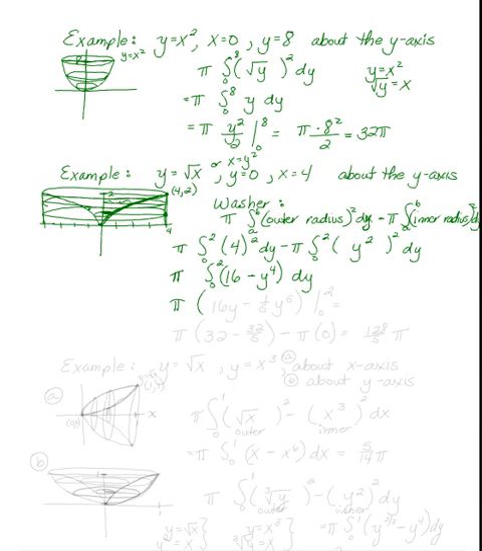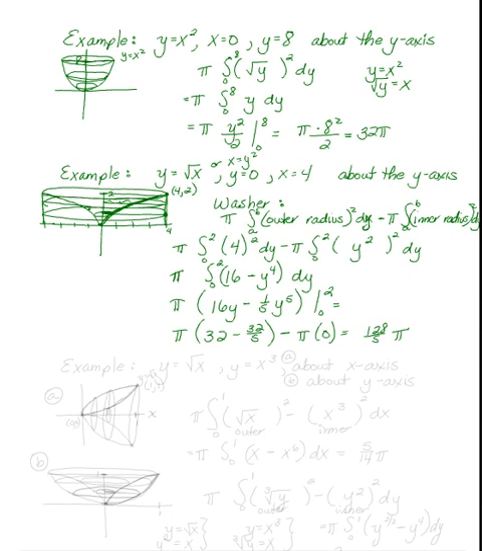That's going to give me pi. We're going to integrate each of these. Integral of 16 is 16y. Integral of y to the 4th is 1/5 y to the 5th. And I want to evaluate this from 0 to 2. If we plug in 2, we're going to get pi times 2 times 16, which is 32, minus 2 to the 5th, which is 32, so I'm going to get 32 fifths. Minus, when we plug in 0, we get 0. So we'll have a final answer here of 128 fifths pi. Okay, so for washers, what we need to do is the outer radius squared minus the inner radius squared.